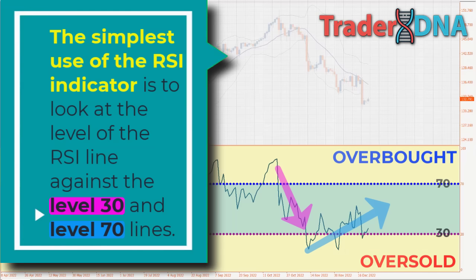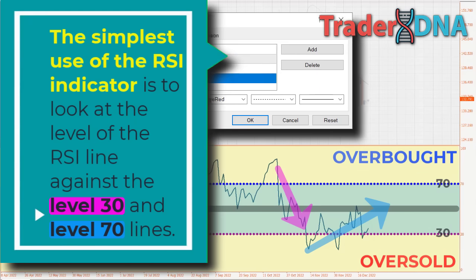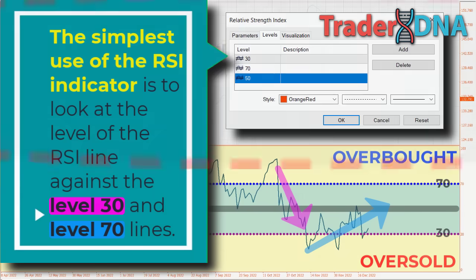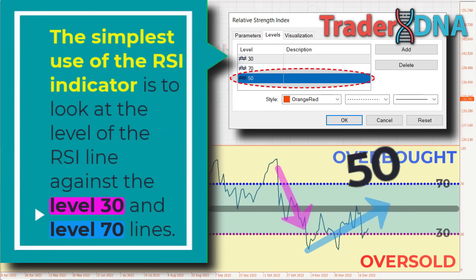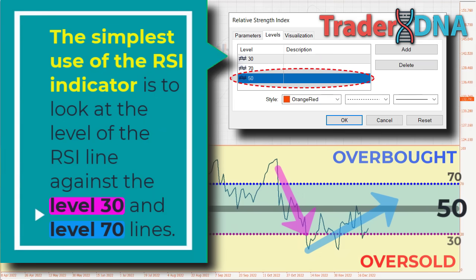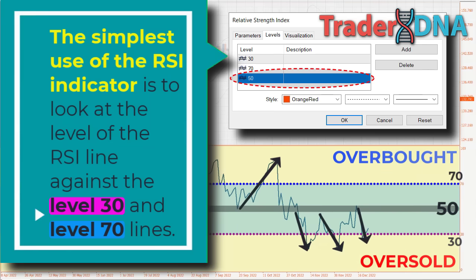In other practices, RSI users can add the 50 level, which is used to measure the bullish or bearish trend. For more settings, click Properties on the RSI indicator, and on the Levels tab, add the level 50. Reading the trend direction with the 50 RSI level is simple. If the RSI line is below the 50 level and is pointing downwards, it means the trend is bearish. If the RSI line is above the 50 level and is pointing upwards, it means that the trend is bullish.